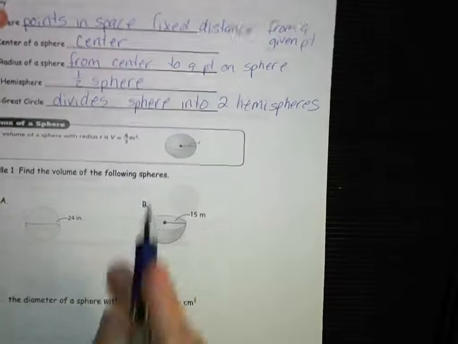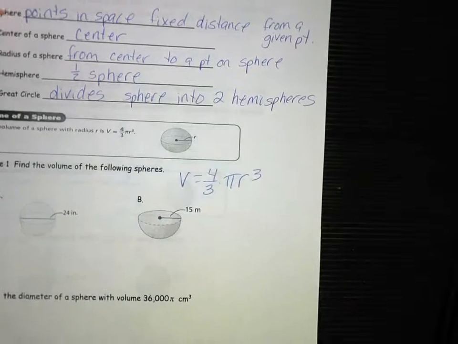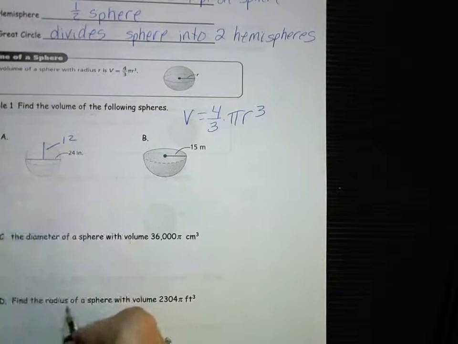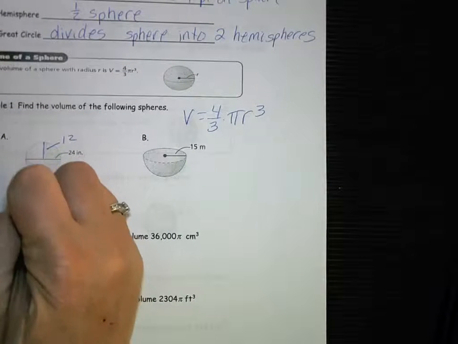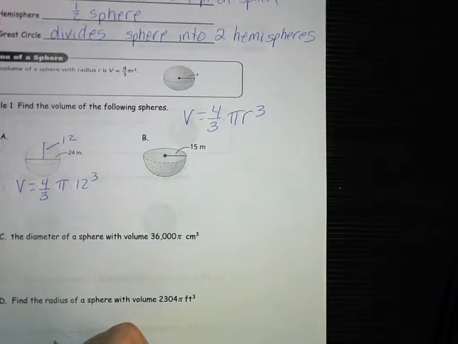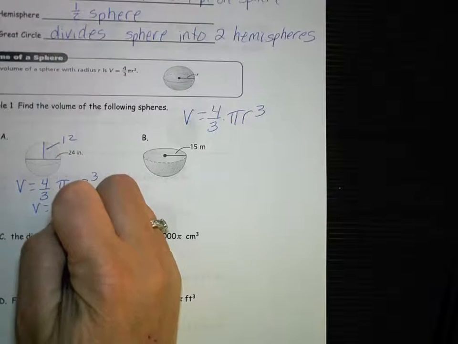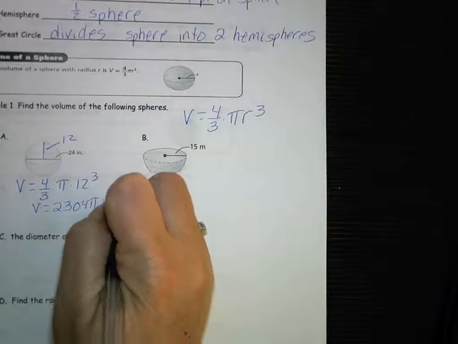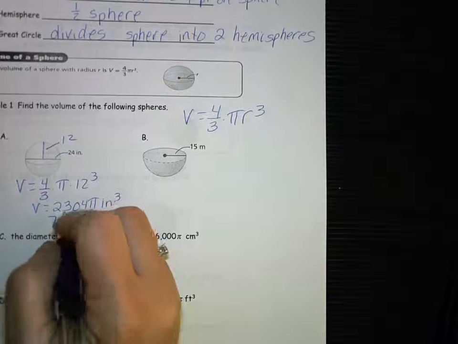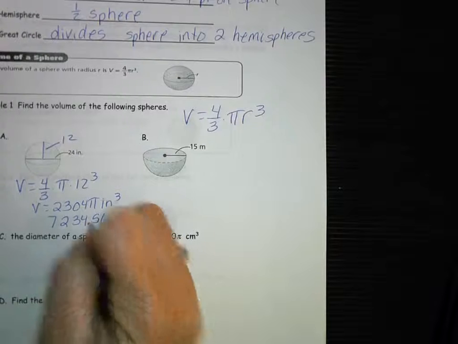Our volume formula is 4/3 pi r cubed. And I like to rewrite it. So right here we have to figure out the radius, which is 12. So for our volume, we will have 4/3 times pi times 12 cubed. And if you multiply that out, you get 2,304 pi inches cubed. And if you multiply that, 7,234.56 inches cubed.